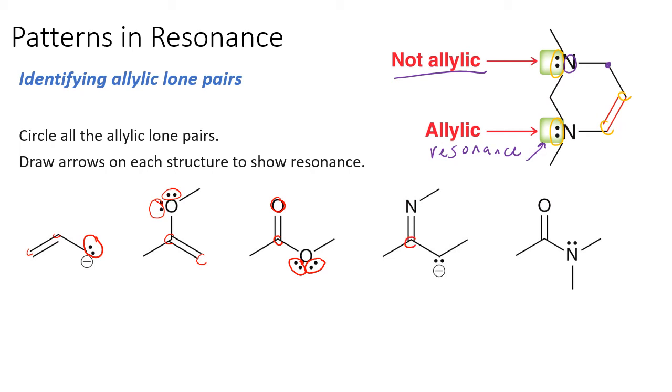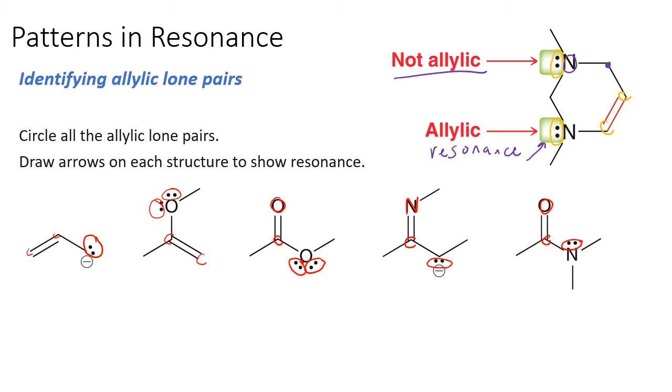Here we have a carbon-nitrogen double bond. That carbon is still sp2 hybridized. And so these electrons that are one over from that carbon-nitrogen double bond, those are going to be allylic lone pairs. And lastly, we have another carbon-oxygen double bond. These lone pairs are on a nitrogen that is one over from the carbon-oxygen double bond. So those are going to be allylic lone pairs as well. So in all of these examples, these are different ways that you should be familiar with seeing allylic lone pairs. All of these can participate in resonance.